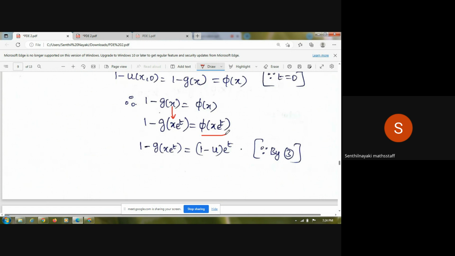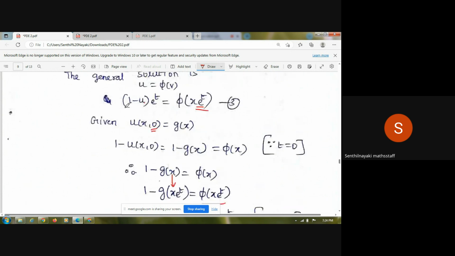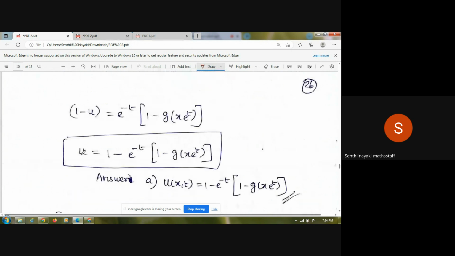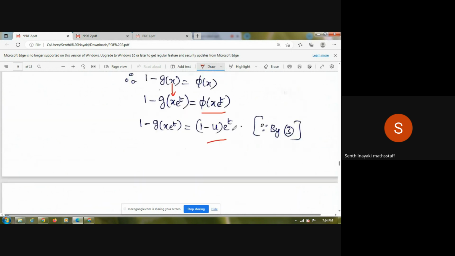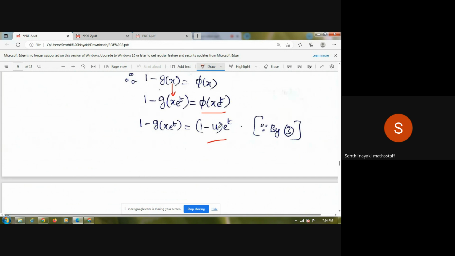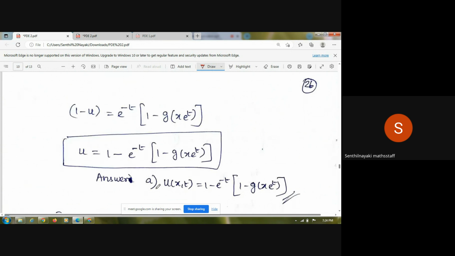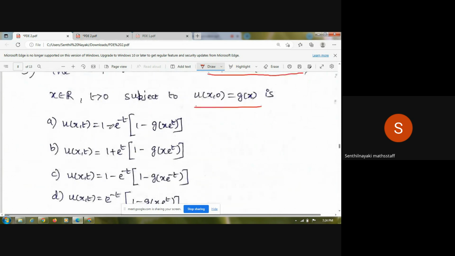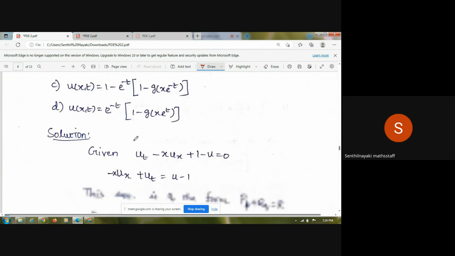This phi of x e power t, we can substitute (1 minus u) into e power t. Then 1 minus u, take this e power t to the left hand side, then it becomes e power minus t, then 1 minus g of x e power t, into e power minus t. So the answer is the first option: u of (x, t) equal to 1 minus e power minus t, (1 minus g of x e power t).